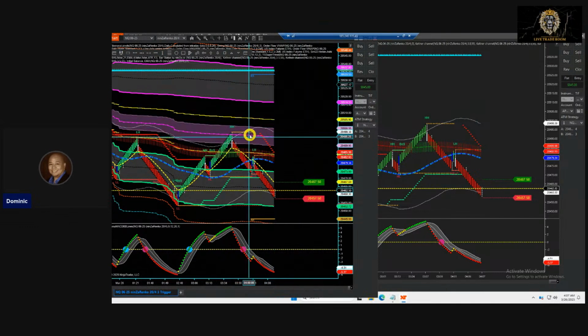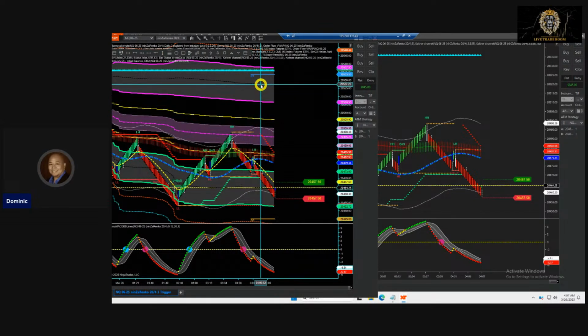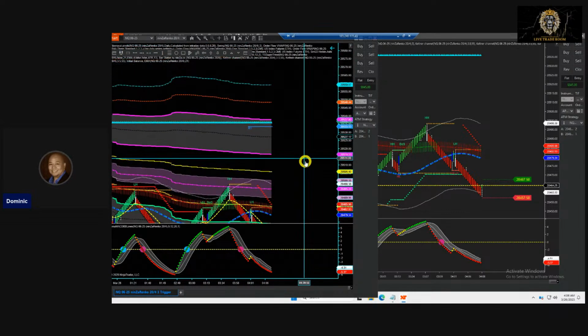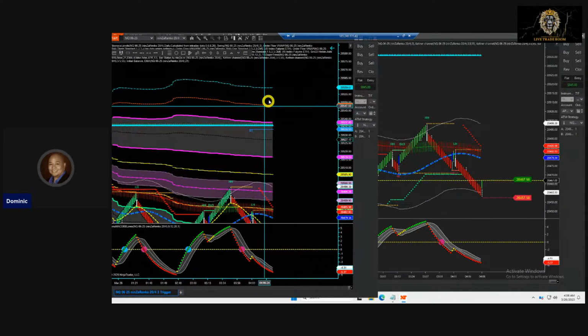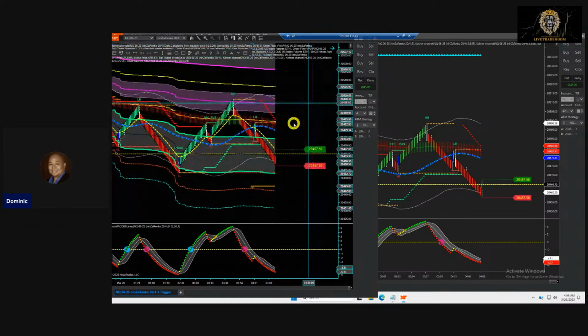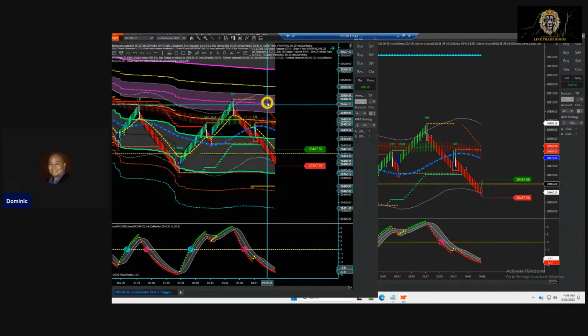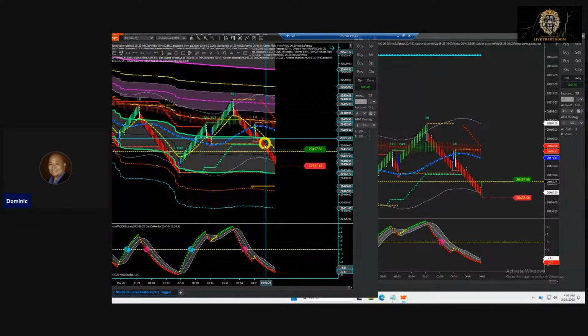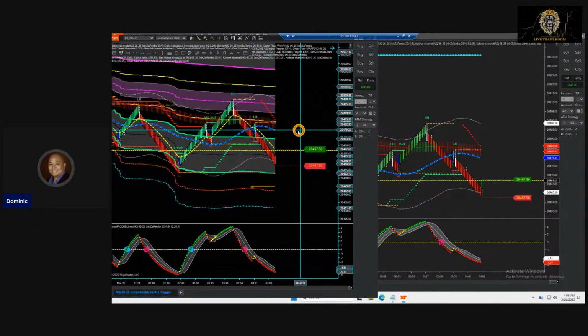So here's the VWAP plus 0.5 deviation, plus 0.25, plus 0.5, plus 1, plus 1.5, and plus 2. And also, as you go further up, plus 2.5, plus 3. There's only 3 deviations that we need to deal with. On the way down, you have minus 0.25, minus 0.5, minus 1, minus 1.5, and minus 2, minus 2.5, and minus 3.